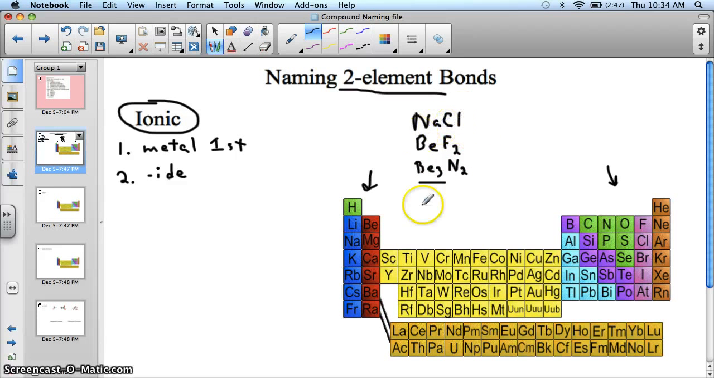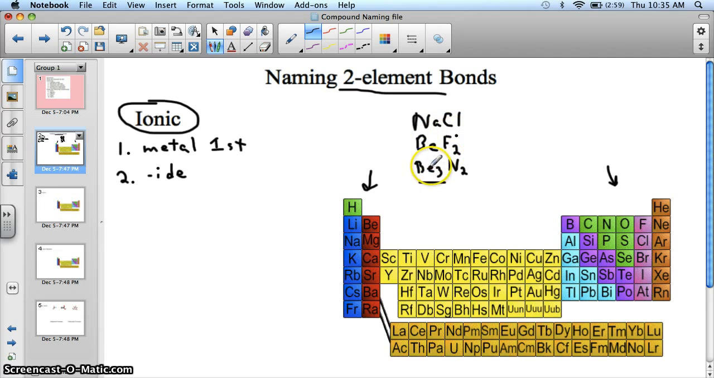For example, NaCl, you got the metal over here, chlorine over here. It will be sodium chloride. Sodium chloride is the answer to that one. Beryllium is the metal, and fluorine is the nonmetal. So it would be beryllium fluoride. Notice they're all starting with the metal and ending with "ide."